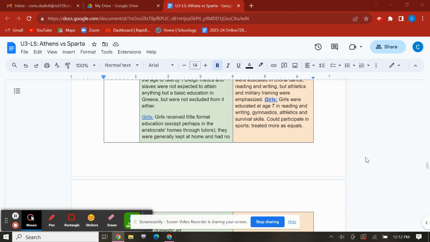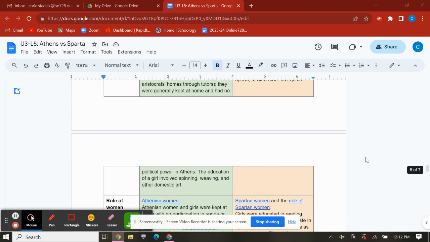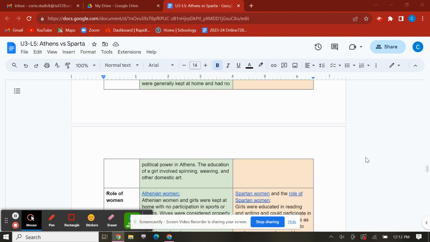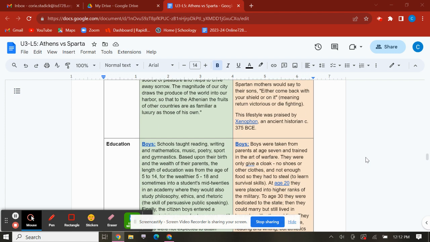Athens, girls. Girls received little formal education except perhaps in their aristocrats' homes through tutors. They were generally kept at home and had no political power in Athens. The education of a girl involved spinning, weaving, and other domestic arts.